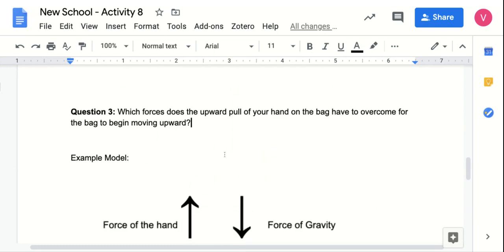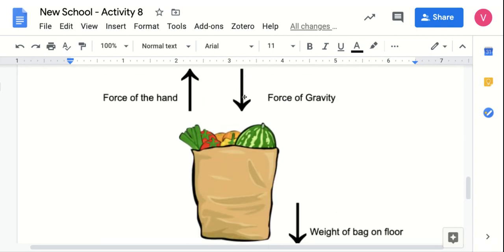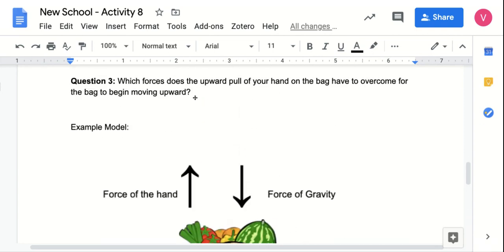Which 2 forces does your hand have to overcome? That would be the downward forces that we see here in the model.